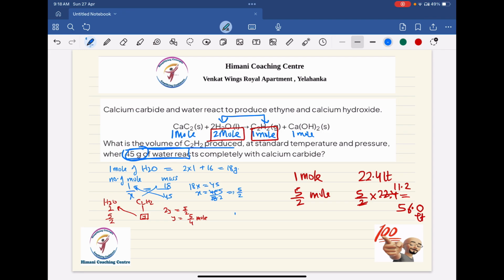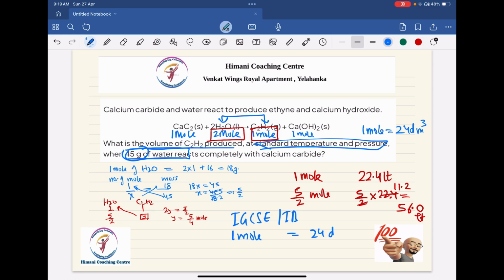Now, for the students who follow the IGCSE board or IB board, at standard temperature and pressure we say that 1 mole is equal to 24 dm cube. In fact, that is room temperature and pressure. If the question says that 1 mole of C2H2 occupies 24 dm cube of volume, then I will write 1 mole equals 24 dm cube. So 5 by 2 moles of C2H2 should be 5 by 2 into 24, which will give me 60 dm cube. That is a small difference because in international boards, generally room temperature and pressure is used, and in that 1 mole is 24 dm cube.